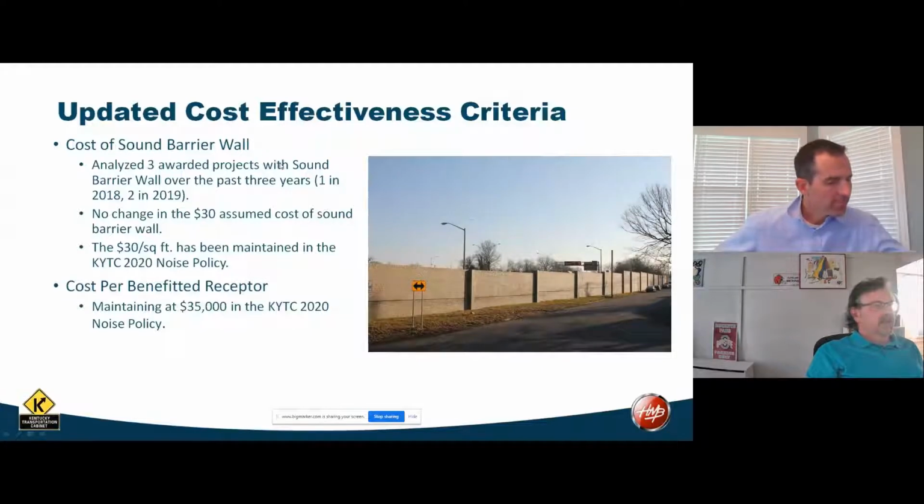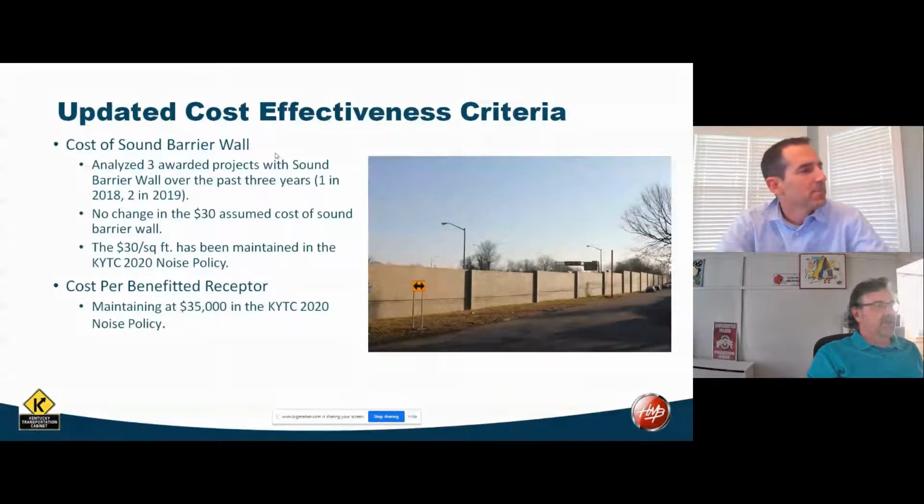Okay, updated cost effectiveness criteria. Cost of barrier wall. We ended up analyzing 3 different barriers over the past 3 years, and through that we came to the conclusion we don't need any change in the $30 assumed cost, and the $30 per square foot is maintained in the 2020 noise policy. Cost per benefited receptor is still $35,000. We'll probably look at this again in 5 years when we update the policy again in 2025.